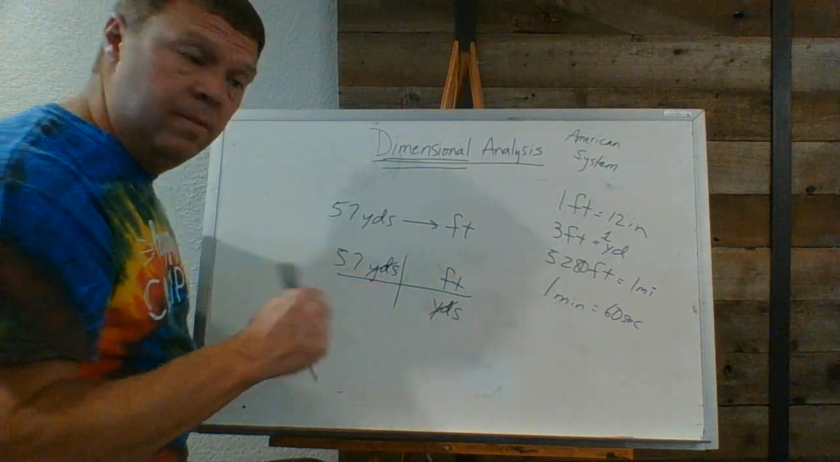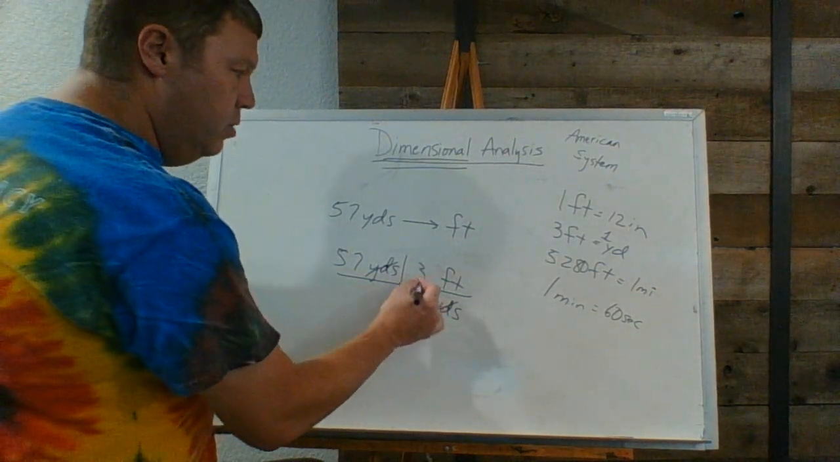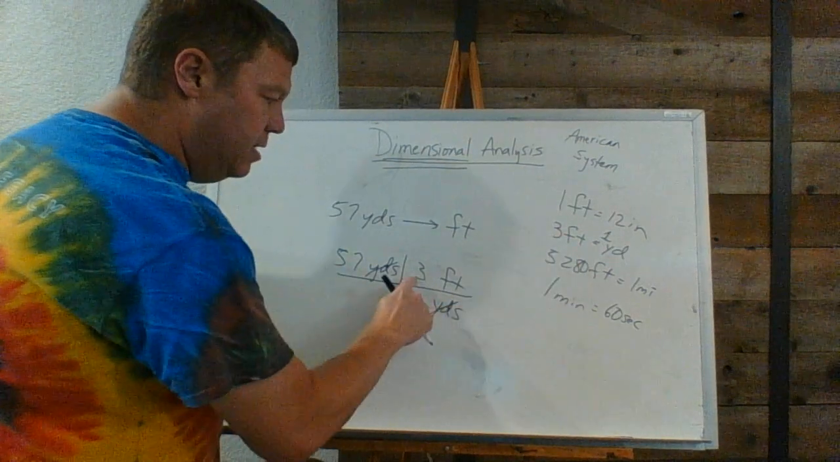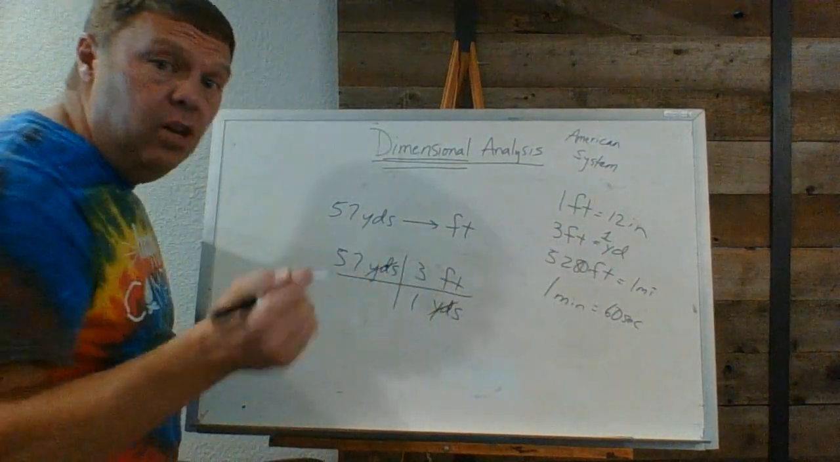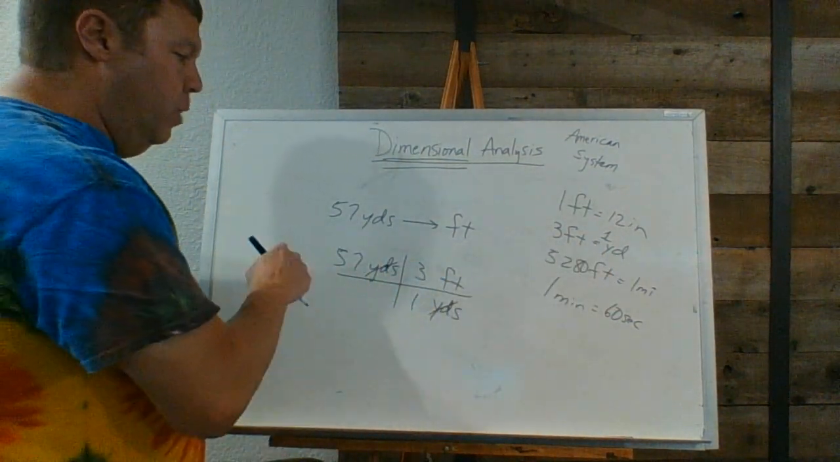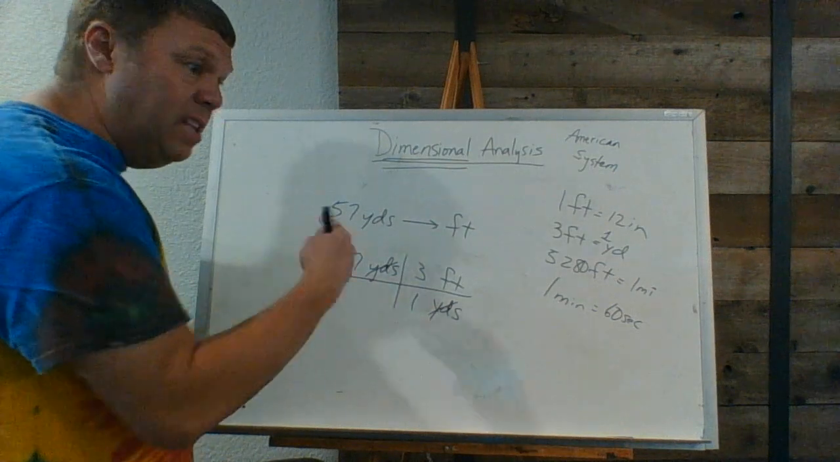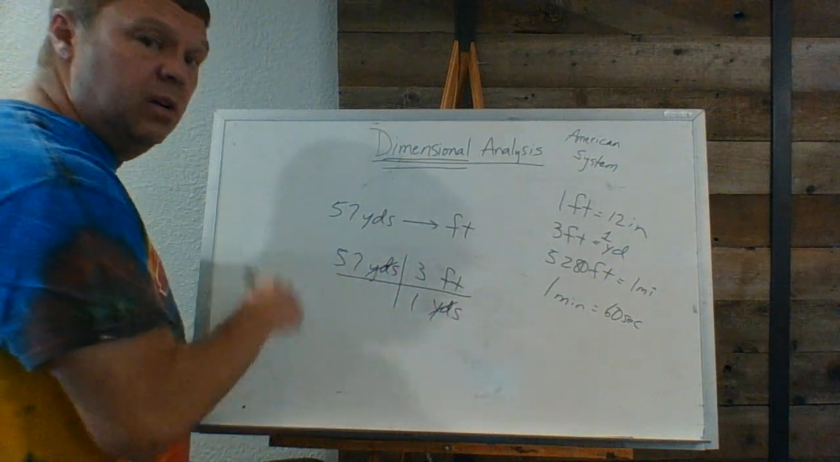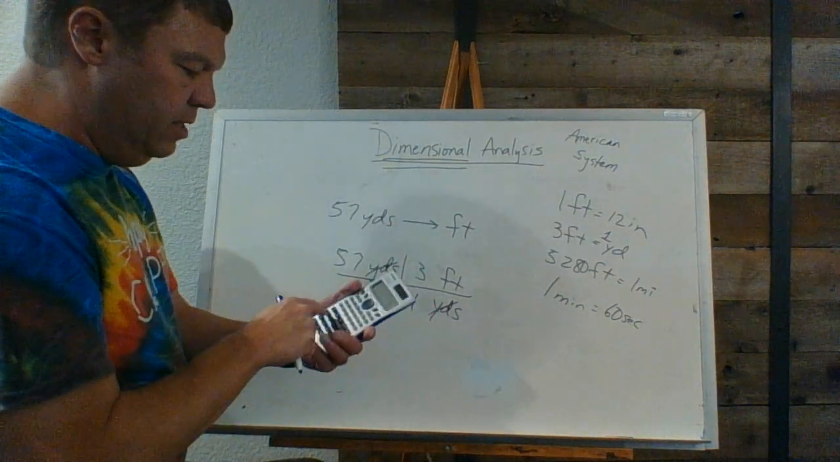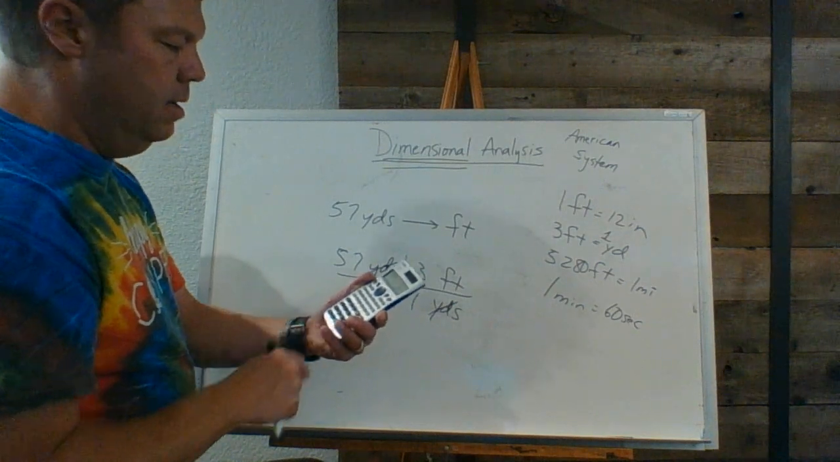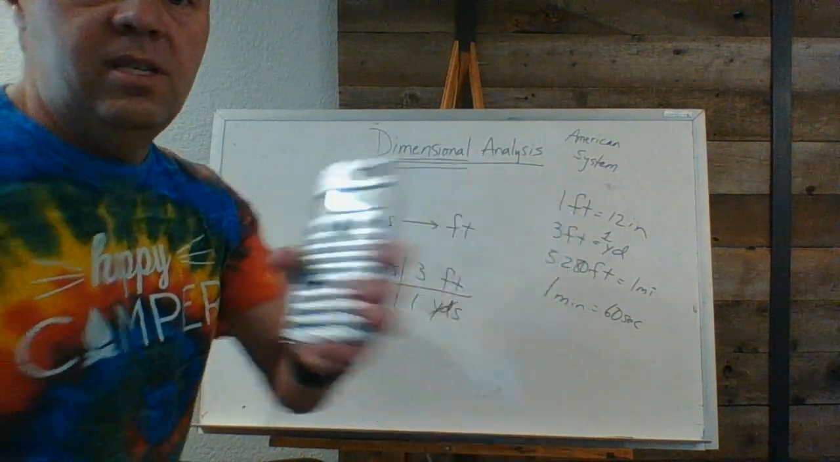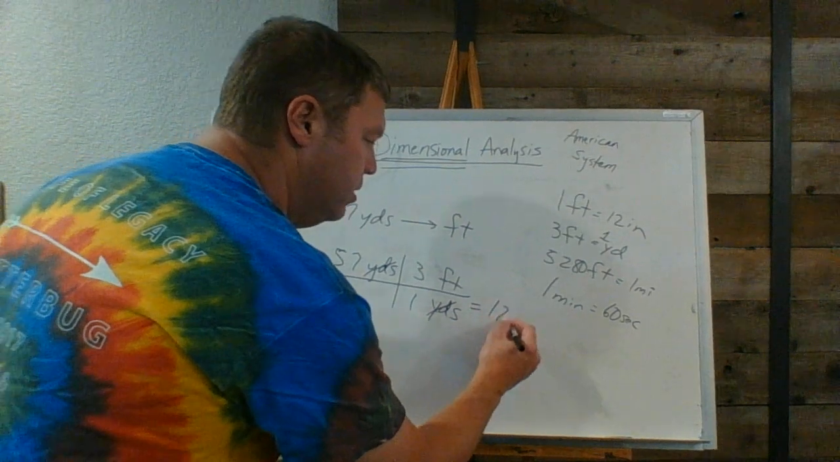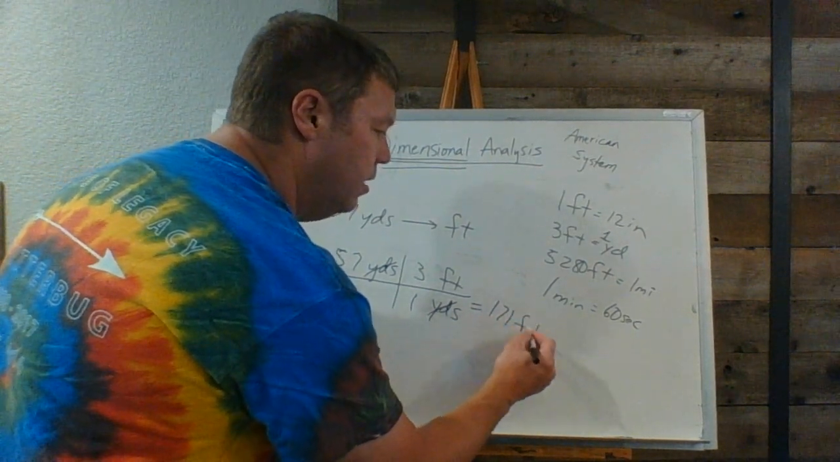Don't guess. 1 yard is 3 feet. Check it out. The 3 is with feet and the 1 is with yard. I know I'm doing it right. So am I going to multiply, divide, add, subtract? What am I going to do? They're next to each other? Multiply. 57 times 3. And I get 171. What units? Feet. 171 feet.